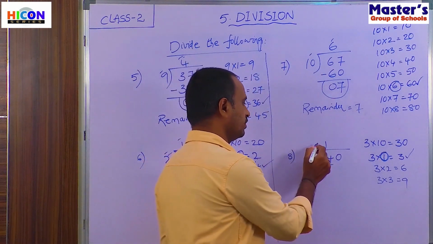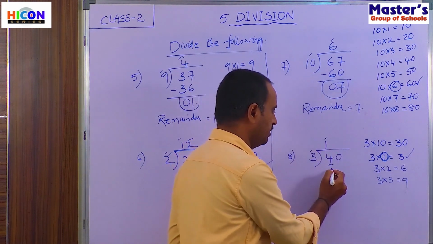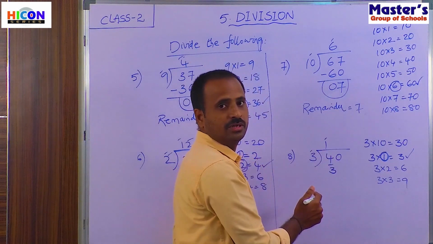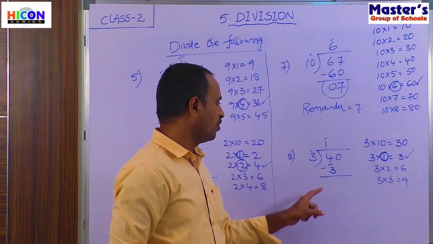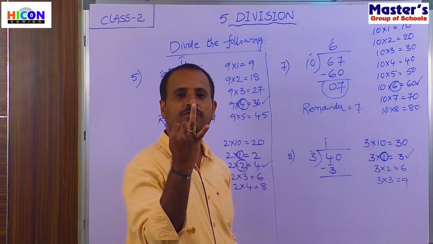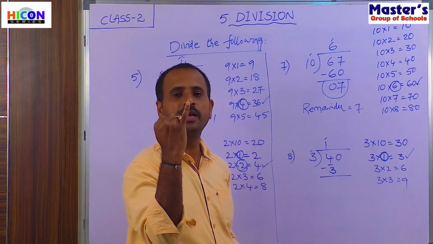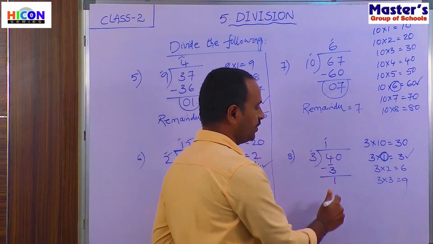Now multiply these two numbers, 3 and 1. That is, 3 ones are 3. So write the product below the first digit. And now subtract these two digits. So 4 minus 3, that is, open 4 fingers and close 3 fingers. How many fingers are remaining? There is 1 finger remaining. So write 1 below the first digit.